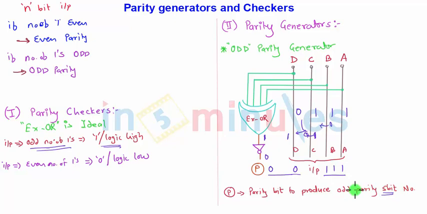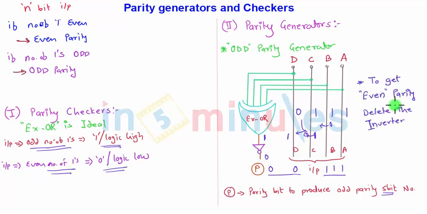If you want the even parity, what you need to do is apply simple logic. An even number of ones will give you logic low. So you simply remove this inverter. To get the even parity, delete the inverter. If you delete this inverter, short circuit it, the XOR operation output is directly taken as the P parity bit, and then it will give you a 5-bit even parity code for the same input.